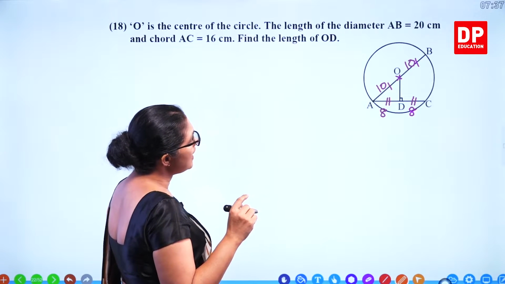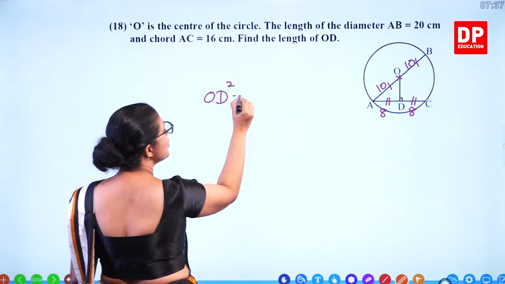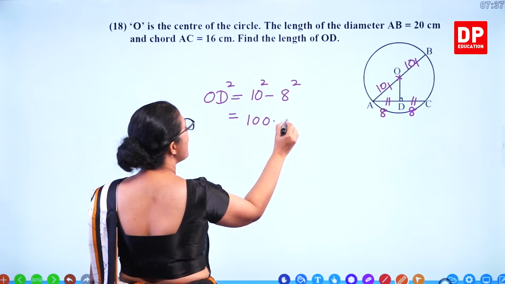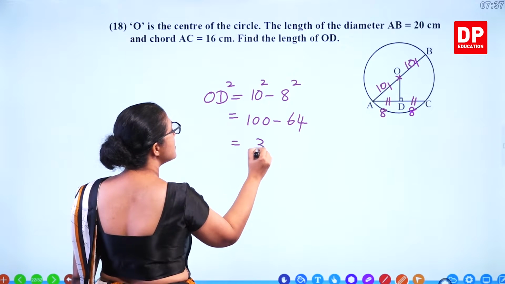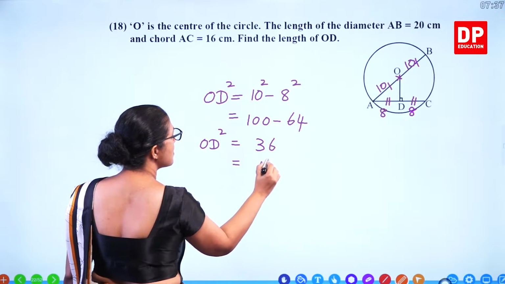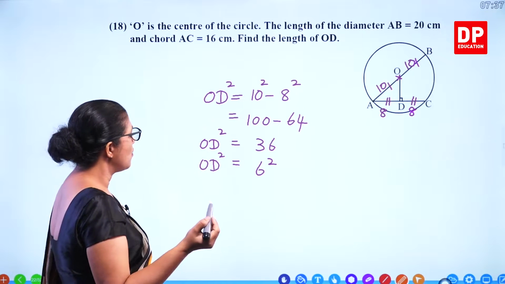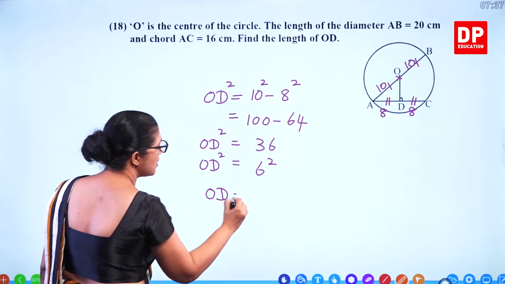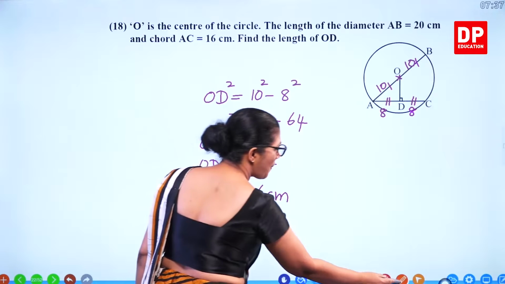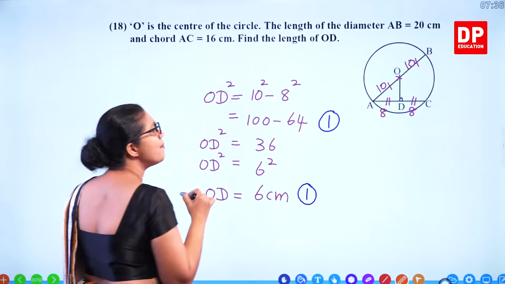Find the length of OD. You can use Pythagoras theorem. OD squared is equal to 10 squared minus 8 squared. 100 minus 64, you get 36. So, OD squared is 6 squared. 6 into 6 is 36. So, what is OD? OD becomes 6 centimeters. This is in centimeters. So, 6. So, you get 1 mark here, and using Pythagoras theorem, 1 mark.